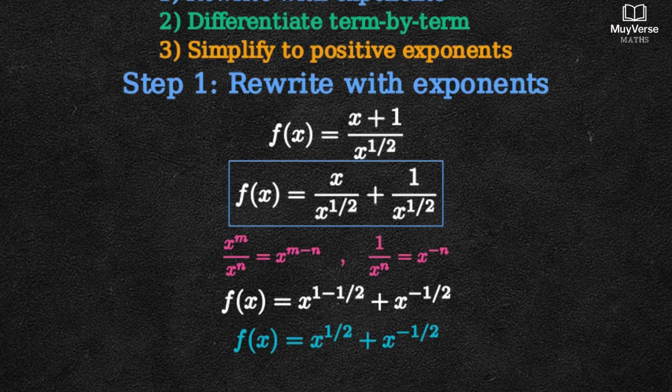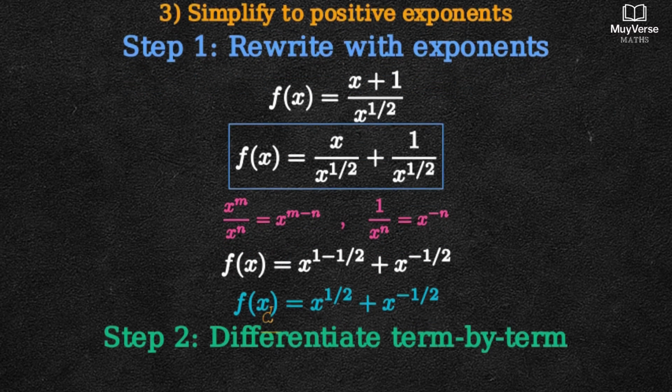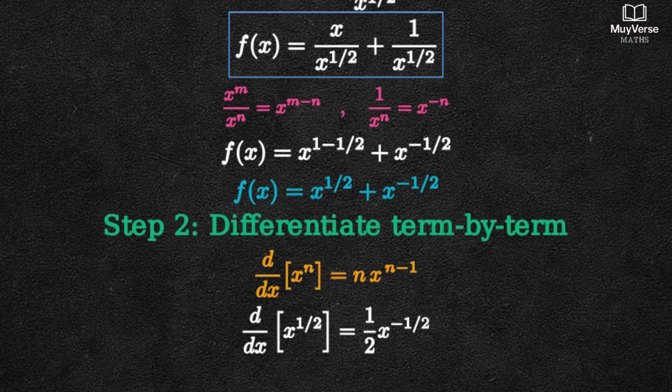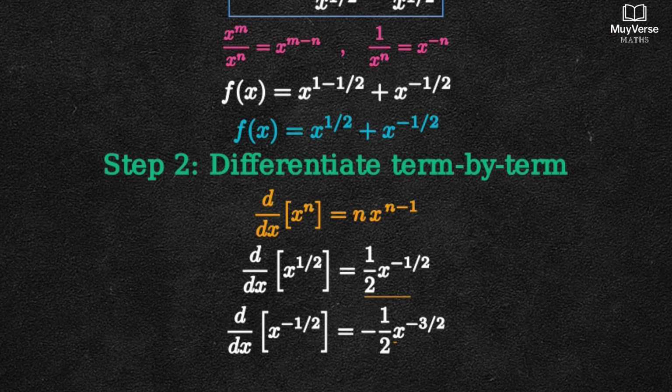Step 2. Differentiate term by term. We use the power rule. The derivative of x to the n is n times x to the n minus 1. Now differentiate each term. The derivative of x to the 1/2 is 1/2 times x to the negative 1/2. The derivative of x to the negative 1/2 is negative 1/2 times x to the negative 3/2.